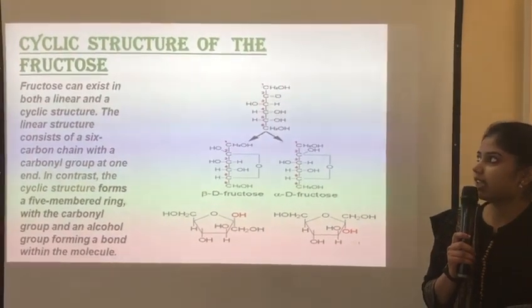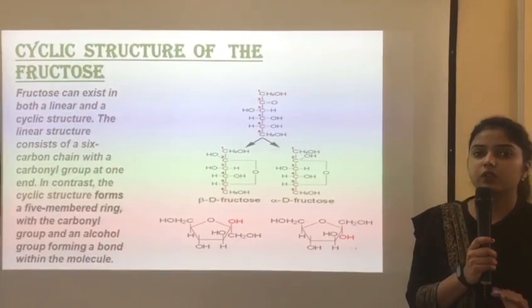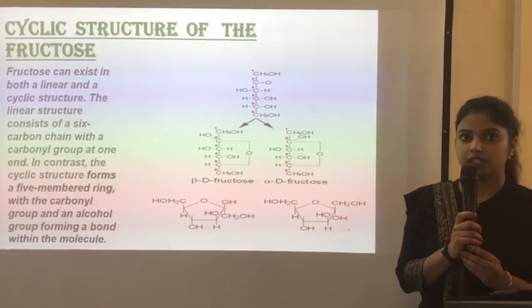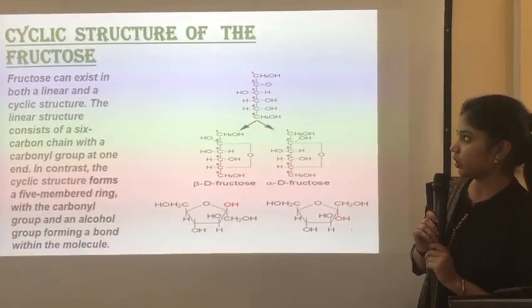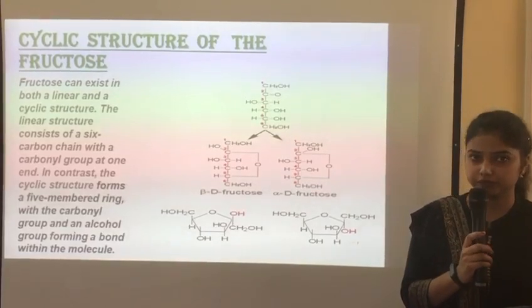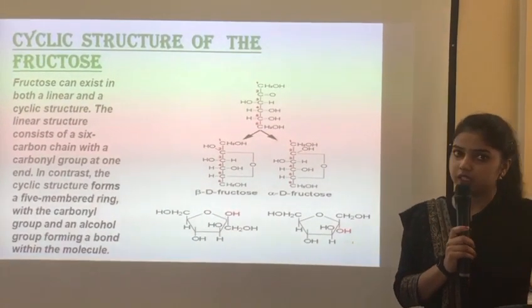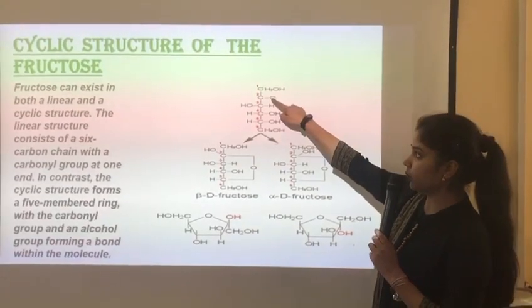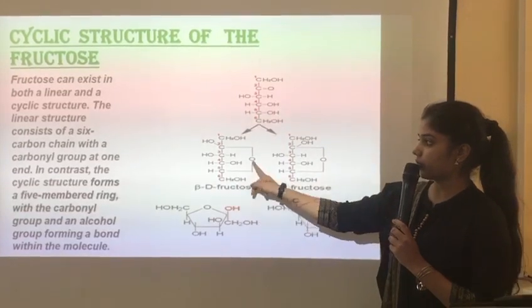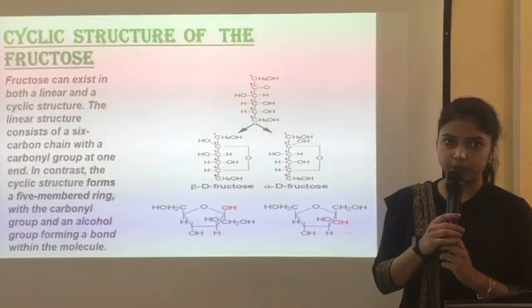Now, next is the cyclic structure of fructose. The cyclic structure of fructose can be obtained with the help of the linear chain. The linear chain can be converted into cyclic form under some condition. When they convert into cyclic form, then carbon number 2 joins with carbon number 5 with the help of oxygen, and this is converted into cyclic form.